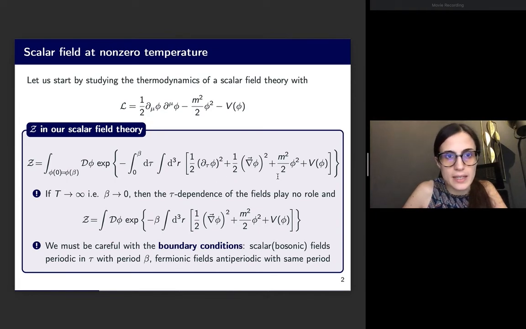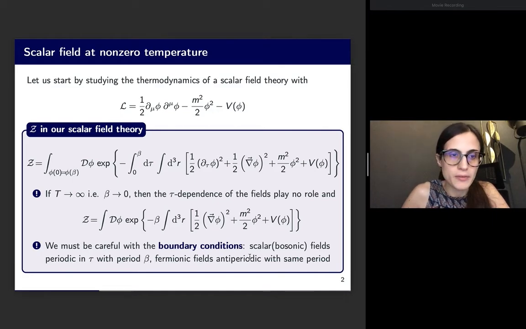And then this is the expression for the partition function in our scalar field theory, and there are at least two important remarks in order. The first one is that if you take the t to infinity limit, which is the same as sending beta to 0, we see that the tau dependence, the weak or imaginary temporal dependence of our expression, completely cancels out. It plays no role, and you are left with this other expression for the partition function, and this is telling you that basically you have a three-dimensional reduction of your theory.